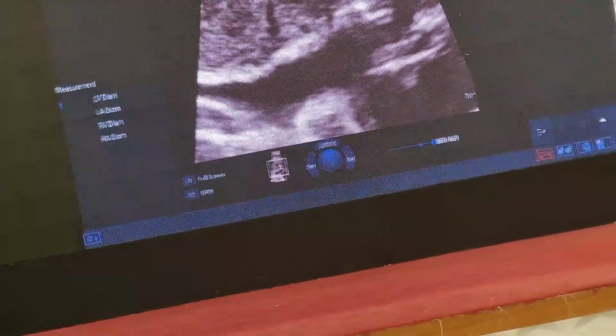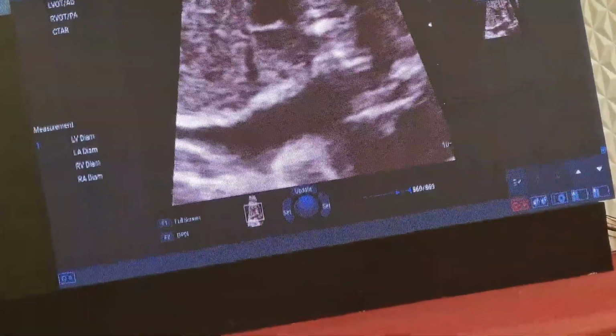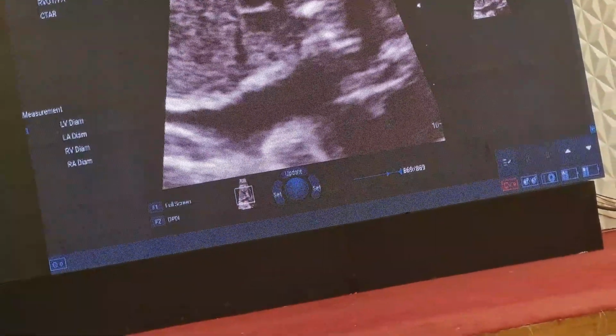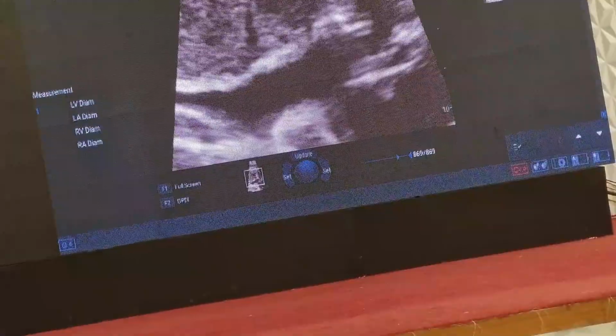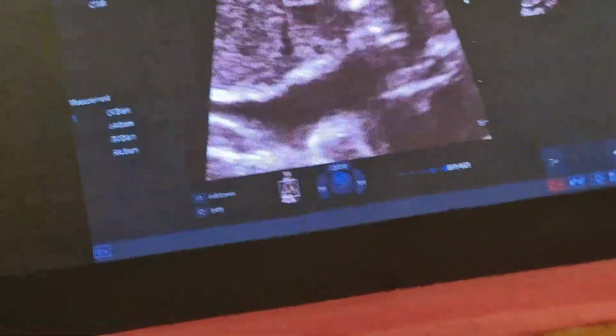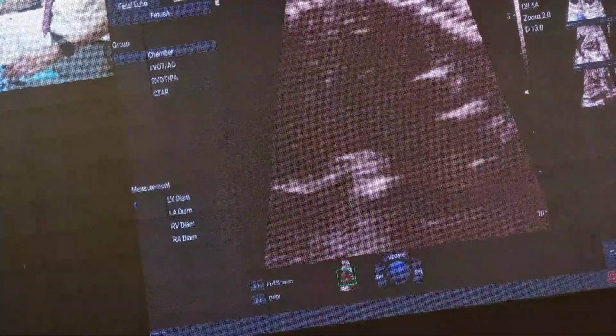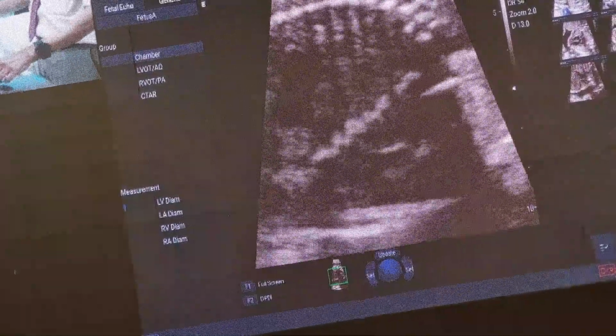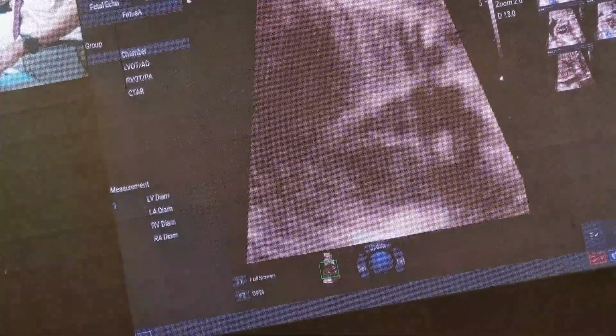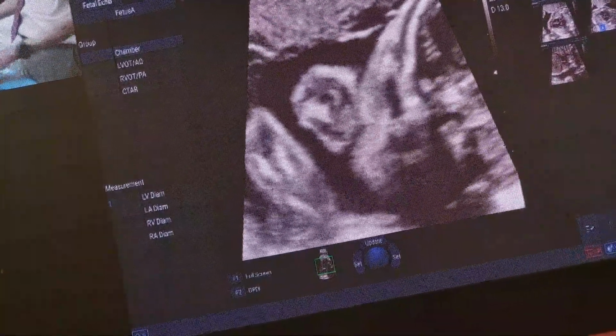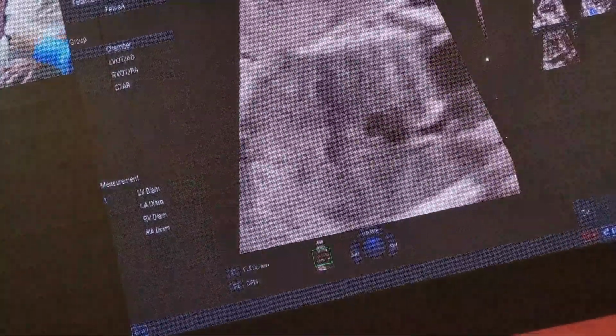So this view is very good to tell us that the IVC and the SVC are normal and they are joining into the right atrium. Okay. Another two important views which you can see in a longitudinal plane are the arches, the ductal arch and the aortic arch. So let's see.